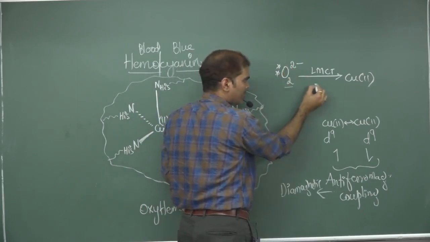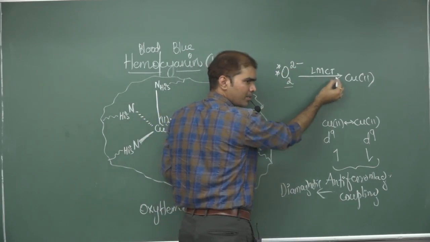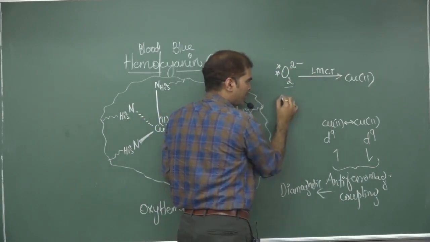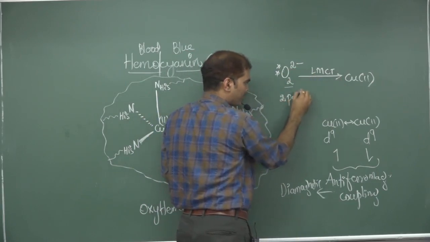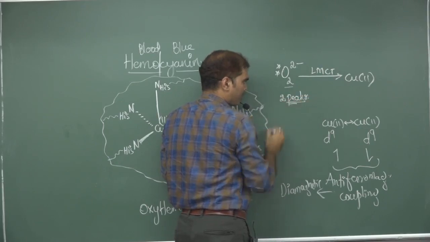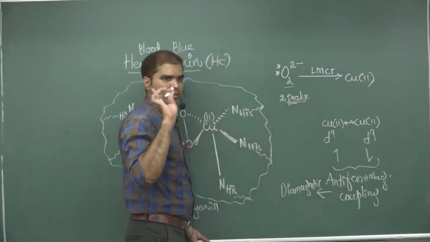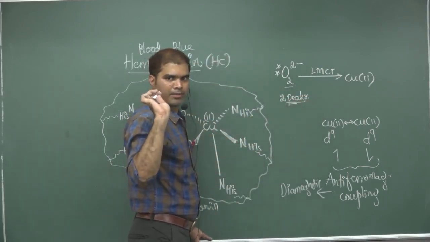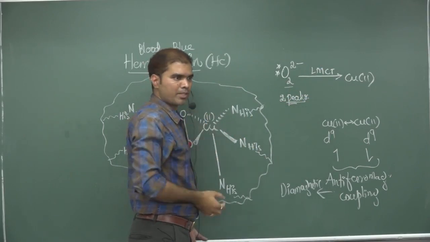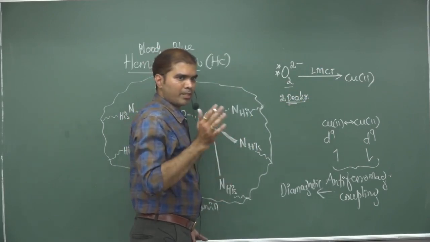So there is a charge transfer transition from the ligand to the metal. You get two peaks, 450 and 476, two peaks. Where did you find 450 and 476? Hemoglobin. 350, 455.